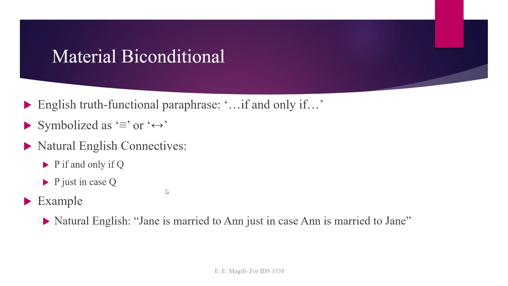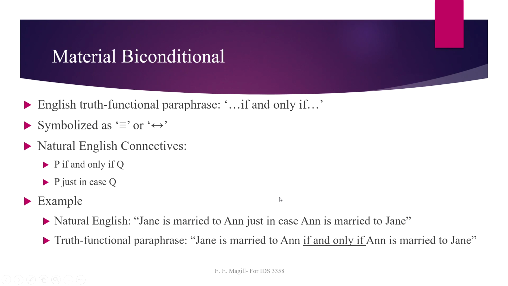Jane is married to Anne just in case Anne is married to Jane, because that's how marriage works. Our truth functional paraphrase is going to be Jane is married to Anne if and only if Anne is married to Jane. And then we're going to symbolize it as J triple bar A, where J is Jane is married to Anne and A is Anne is married to Jane.